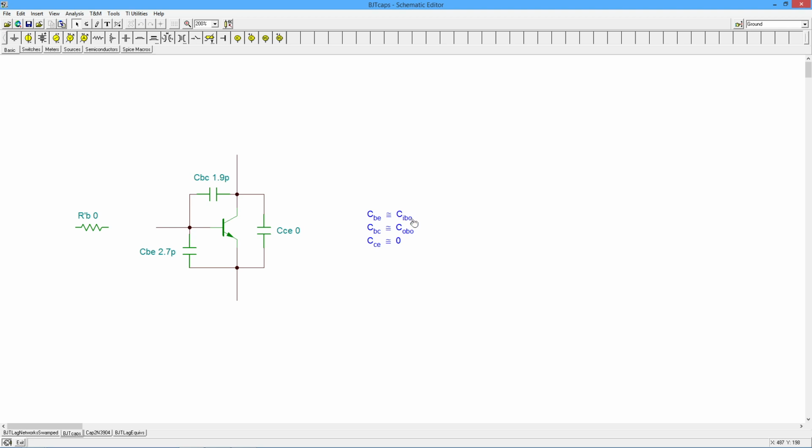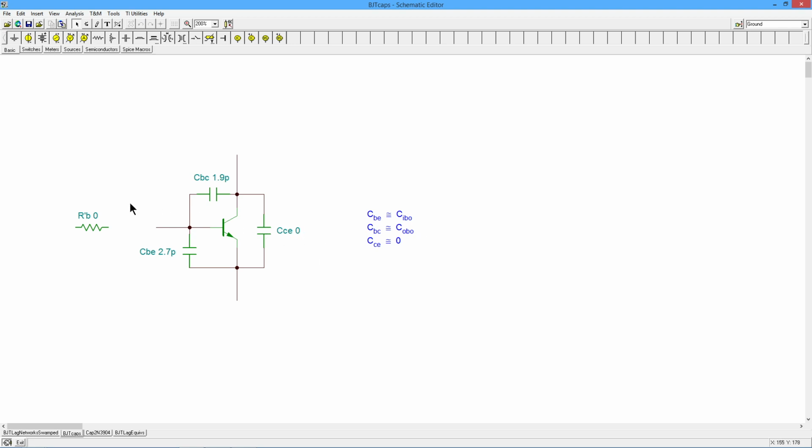I for input. The B is for the base configuration in which it's measured. These are not exactly the same. That's why I'm using an approximate here. So CBE is not exactly the same as CIBO, but for our purposes, it will be close enough. The collector to emitter capacitance is usually small enough that you can ignore it. So for our purposes, we're just going to say, hey, that's 0. All right, so to get these two, we'll simply look up CIBO and COBO on a graph.